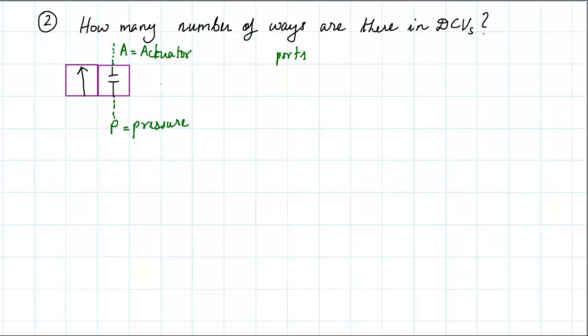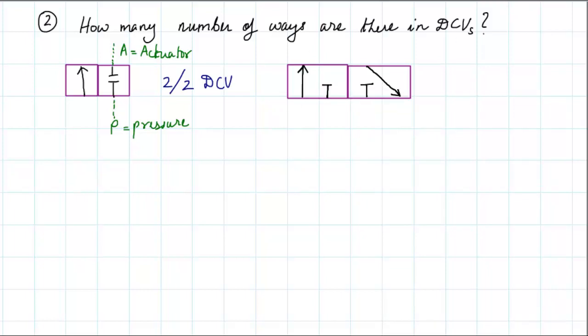So the P port is there and the A port is there. Here I have written only 2 ports. How many positions are there? There are 2 positions. So what I will write is that this is a 2-port or 2-way, 2-position DCV. 2-way 2-position DCV.